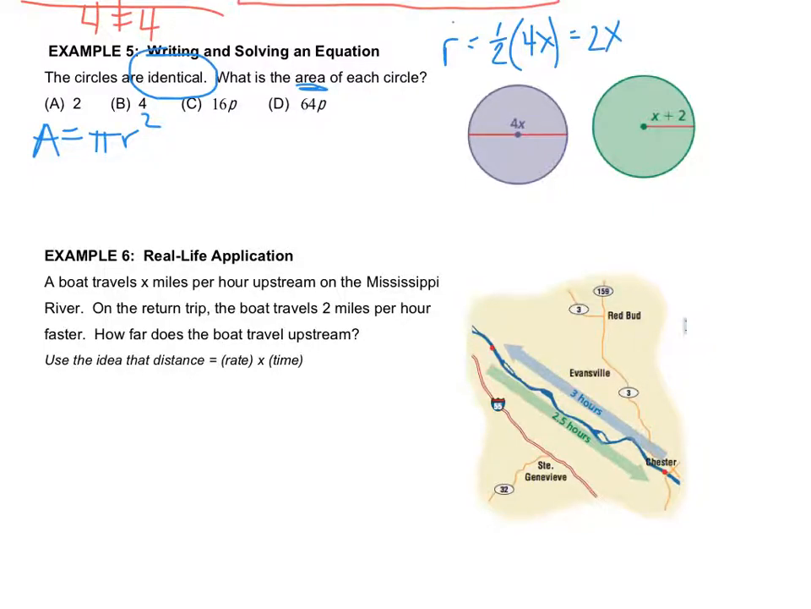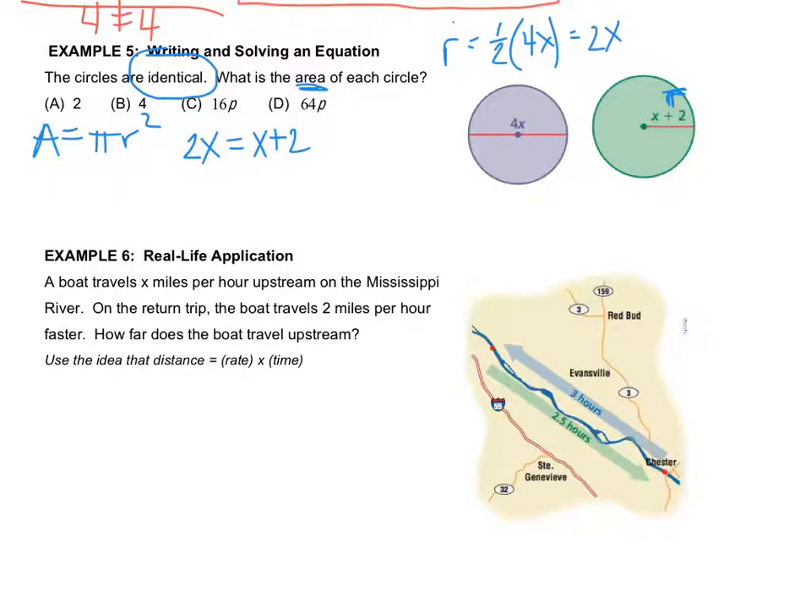If these things are identical, that means the radius here is the same as the radius on the purple one. So if that's true, I can say that 2x equals x plus 2. The radius of the purple is 2x. It equals the radius of the green, x plus 2. Now I can just solve.